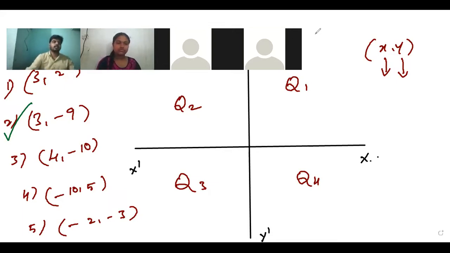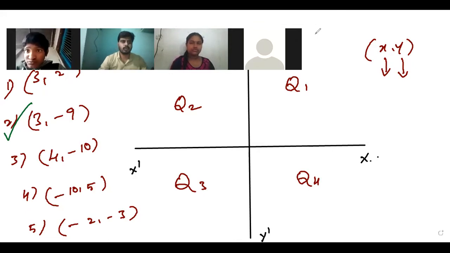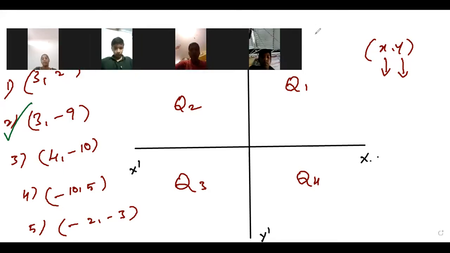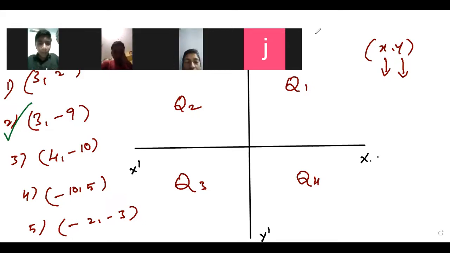Q4. Ramcharan again. Jagan, is it right? Okay. Bilal, sir. In which quadrant does it lie? Q4. Very good.